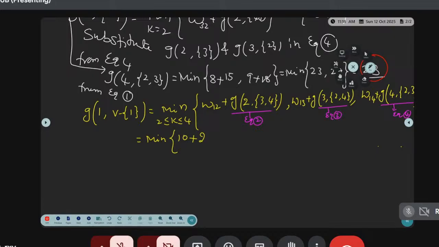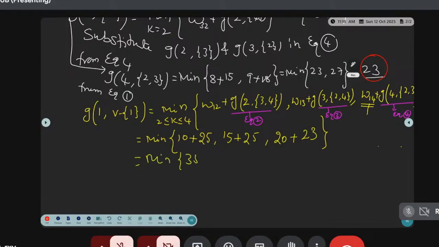This is 25 and 1 3, 15 plus 25. This one 20 plus 23. ఇక్కడ 23. ఏంటి 35 ఫైనల్ ఆన్సరా, వెయిట్. మినిమం ఈస్ 35. 35 ఇస్ ద మినిమం.